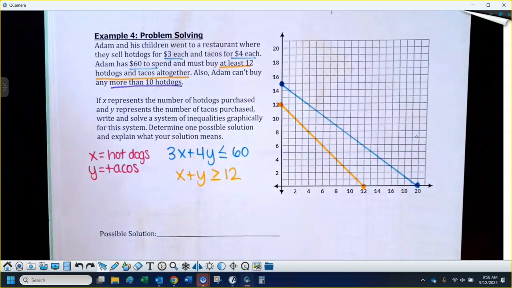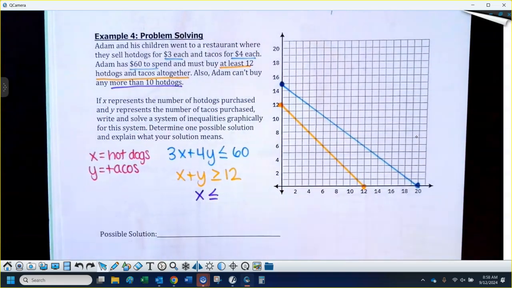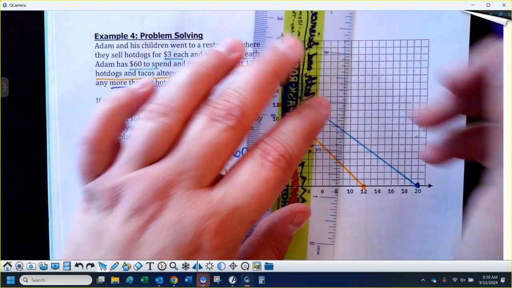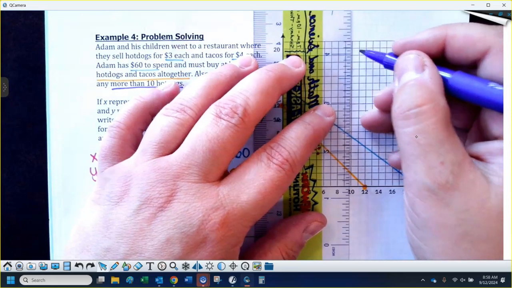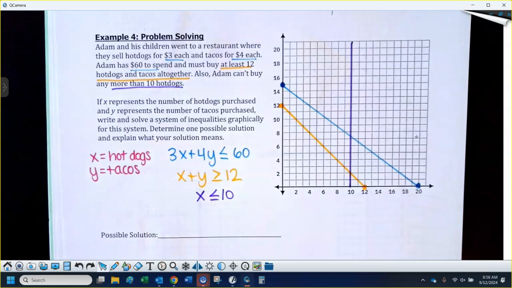How would I write that as an inequality? I cannot buy any more than 10. Autumn, what do you think? Exactly. X is not even involving the taco at all. X is less than or equal to 10. So you're just going to have a nice vertical line. I'm going to go ahead and use my ruler again at 10. Okay, now I have to be less than. So would you go right or left with that vertical line? Left. Less than goes to the left.